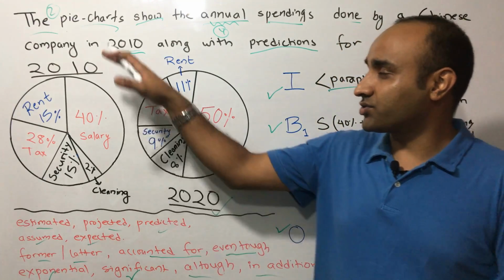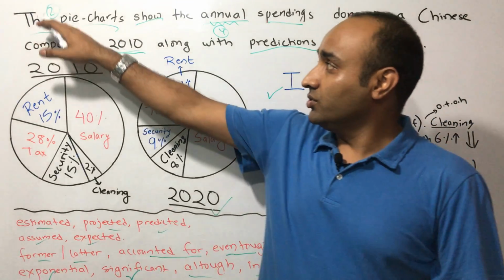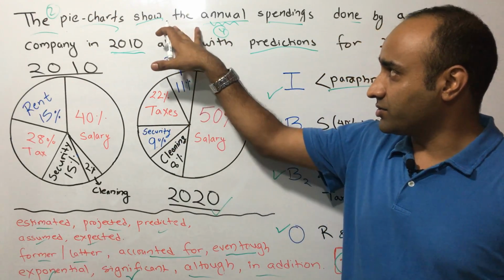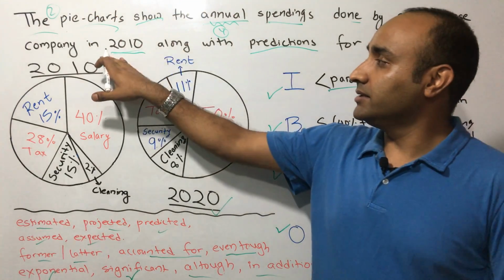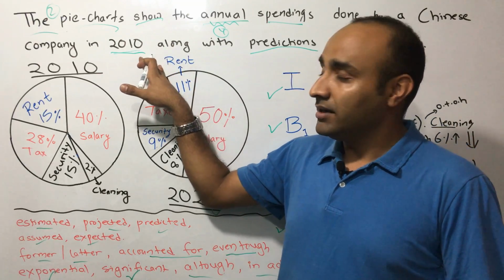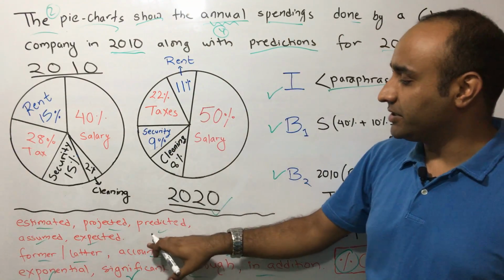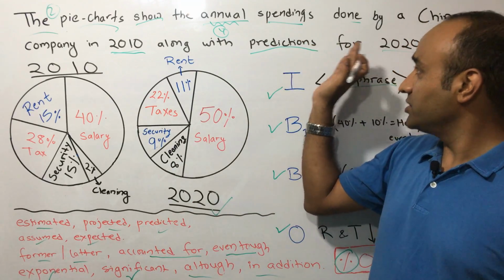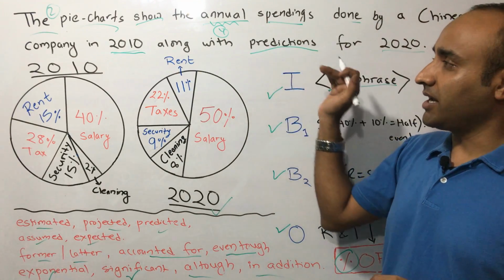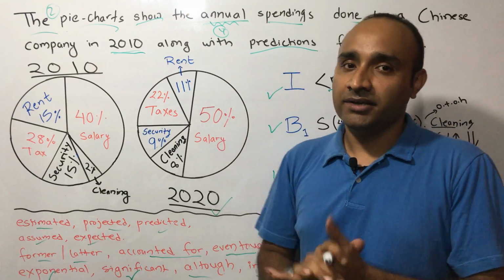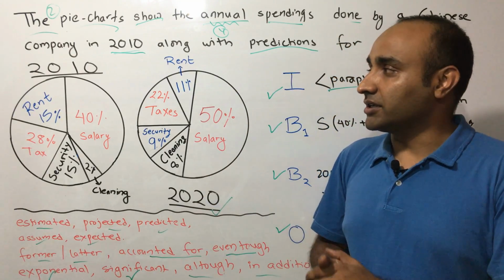So let's try to construct one introduction very quickly. The two pie charts illustrate the yearly expenditure in 2010 as well as predictions. So I'm going to replace it with projections for 2020 of a company in China. Once you have done that, your introduction is ready.